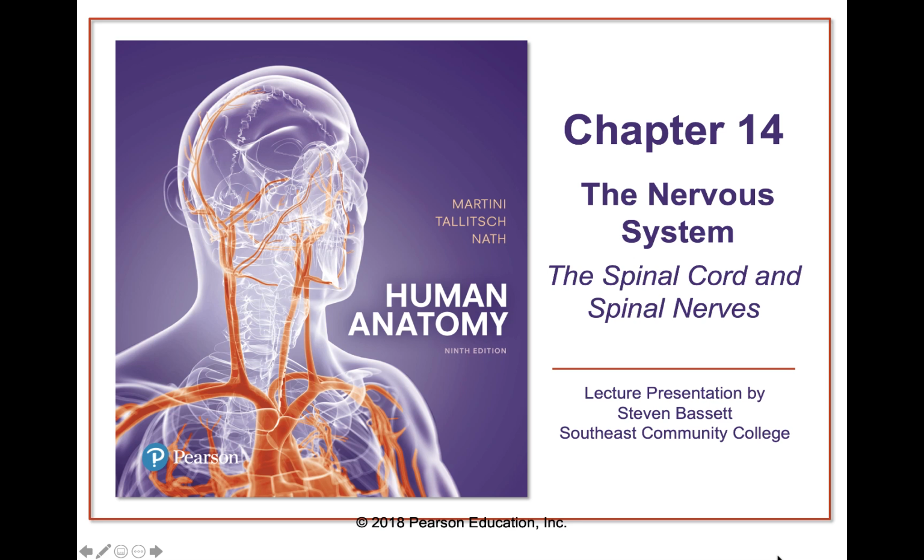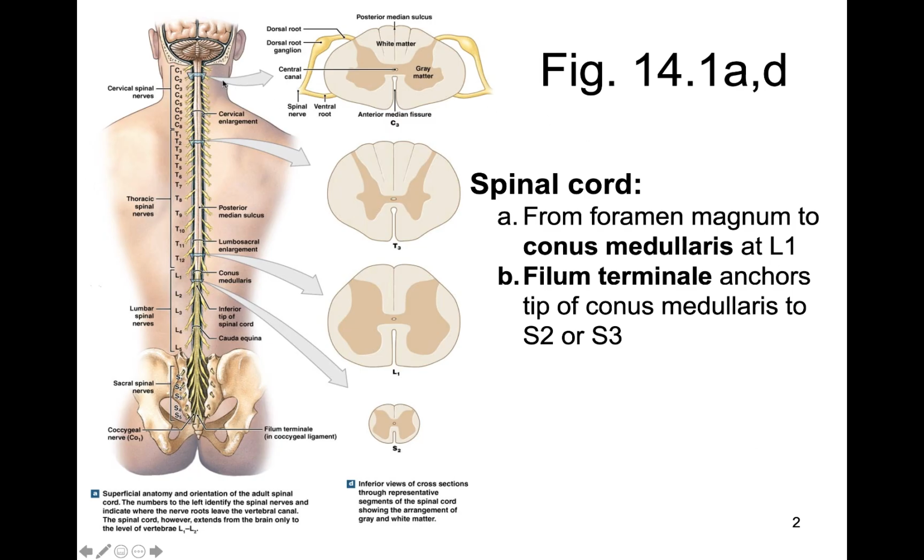Hello everyone, so today we're going to talk about the first part of the central nervous system, which is the spinal cord. The next chapter is going to cover the brain. The spinal cord is how information travels to the brain or from the brain. And the spinal cord also has the ability to integrate and process its own information and send out commands on its own.